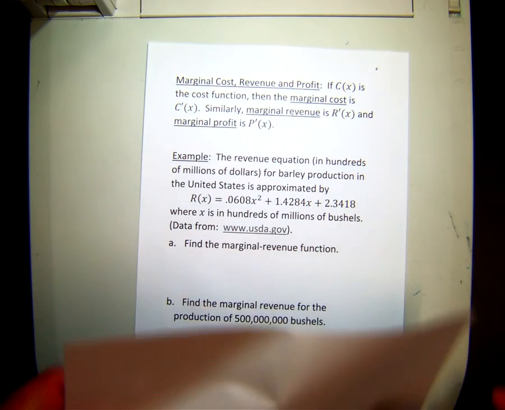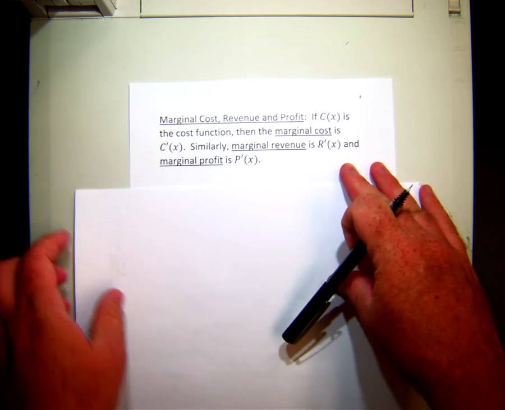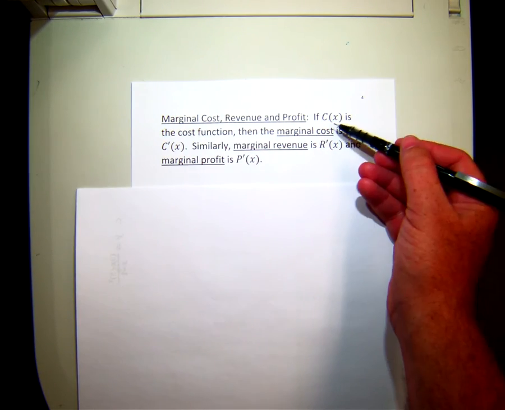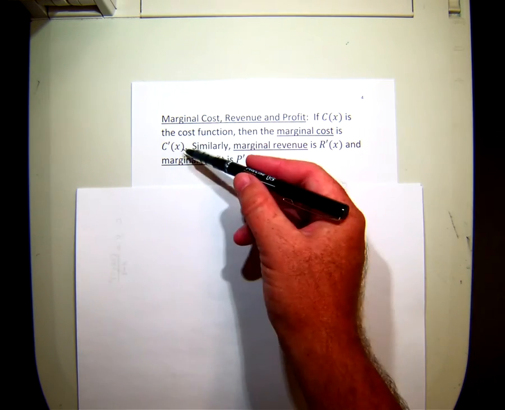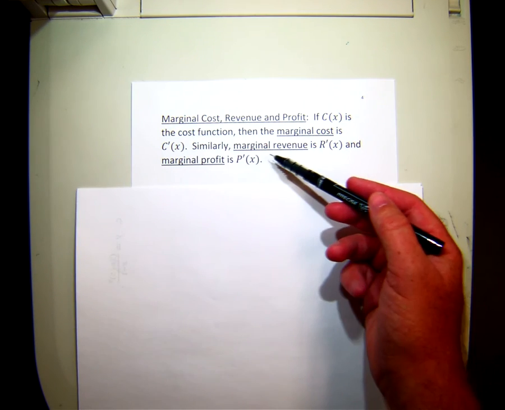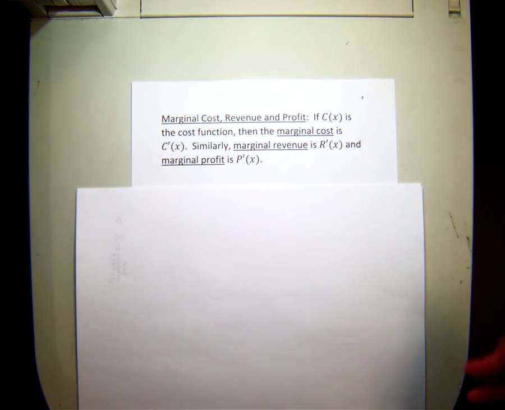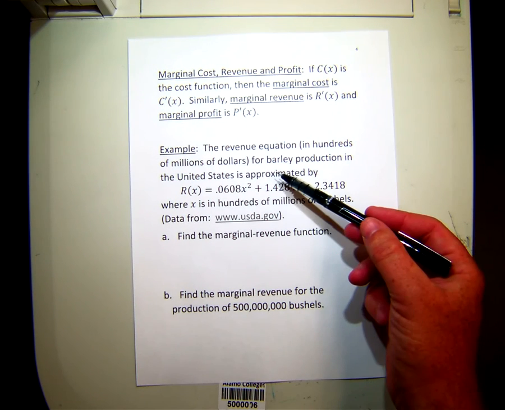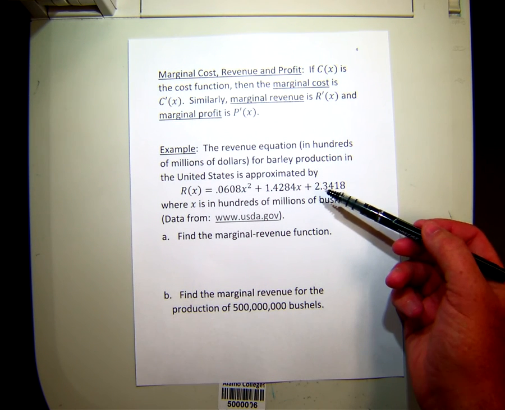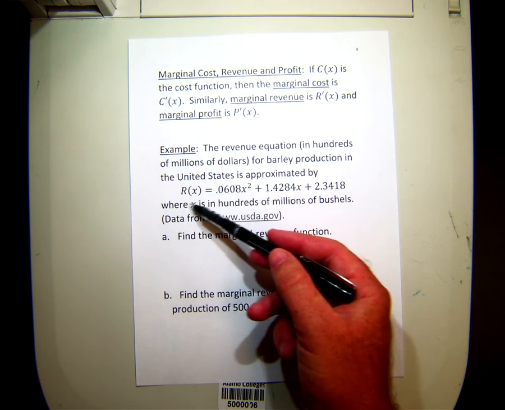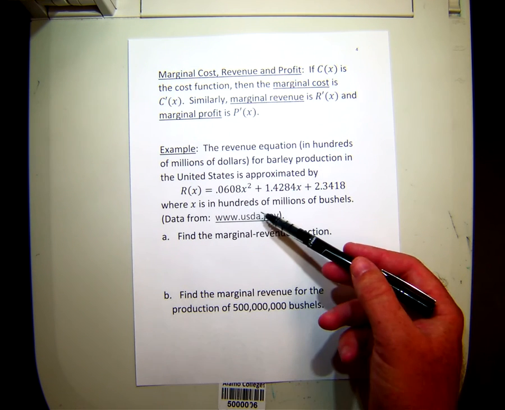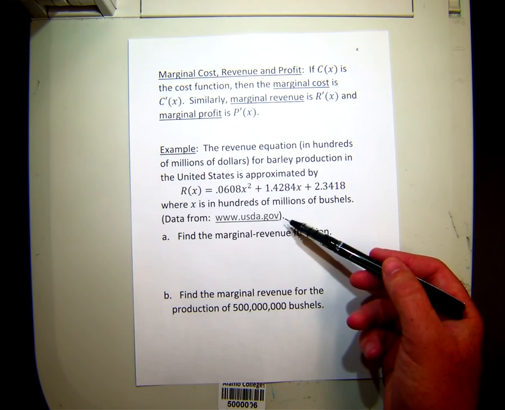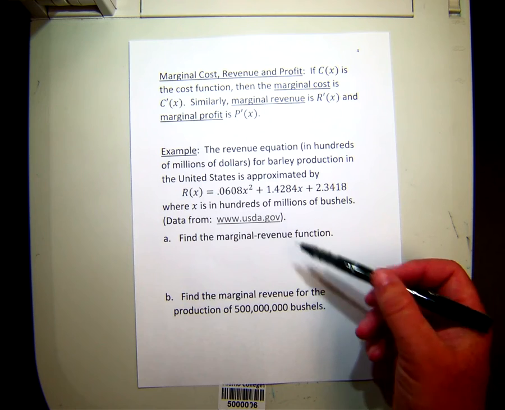A couple of word problem things that we need to talk about. So some applications for you. Applications like marginal cost, marginal revenue, and marginal profit. If C of x is the cost function, marginal cost is the derivative. Similarly, marginal revenue is R prime of x, and marginal profit is P prime of x. So here's an example. The revenue equation in hundreds of millions of dollars for barley production in the United States is approximated by this function R of x, where x is in hundreds of millions of bushels. The data comes from www.usda.gov.